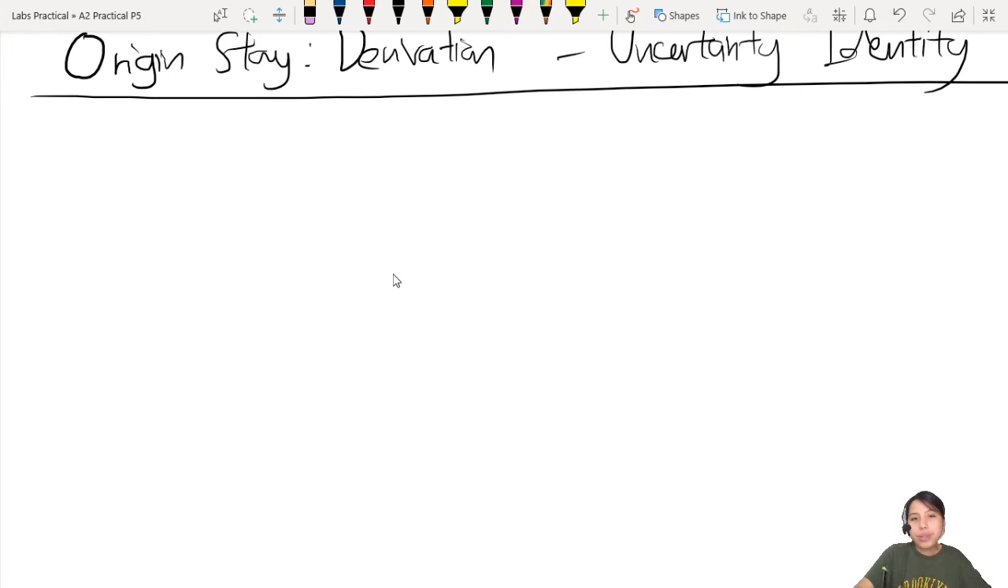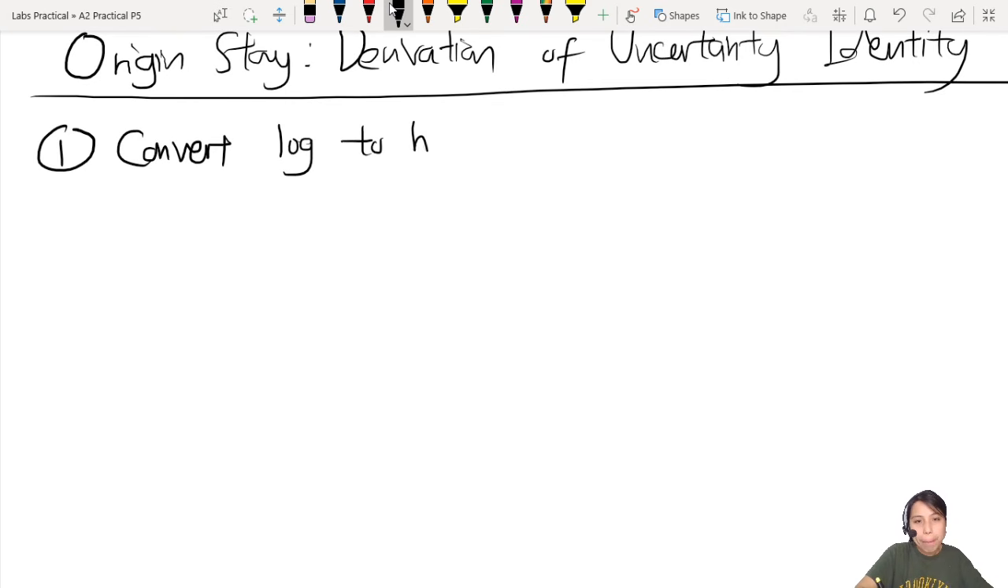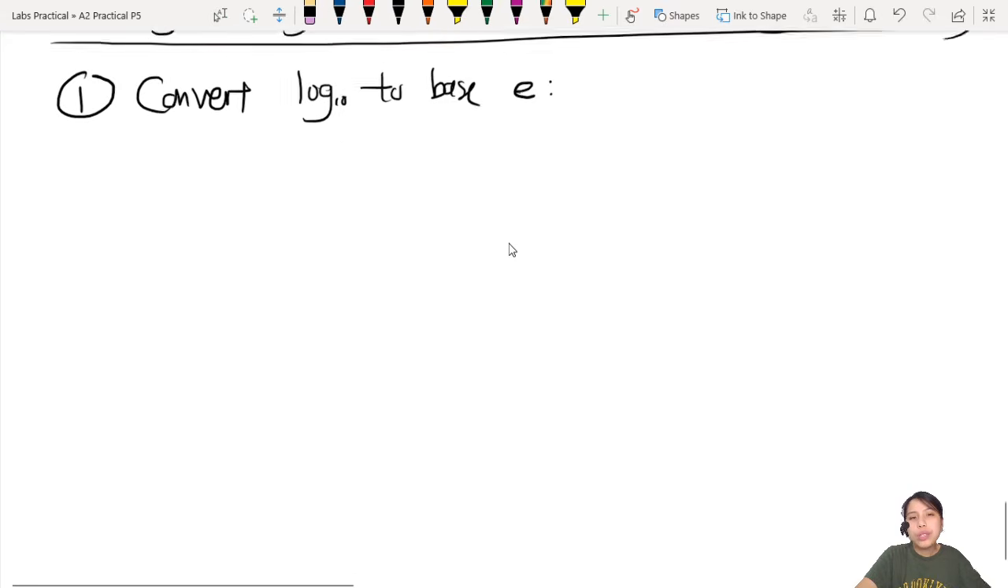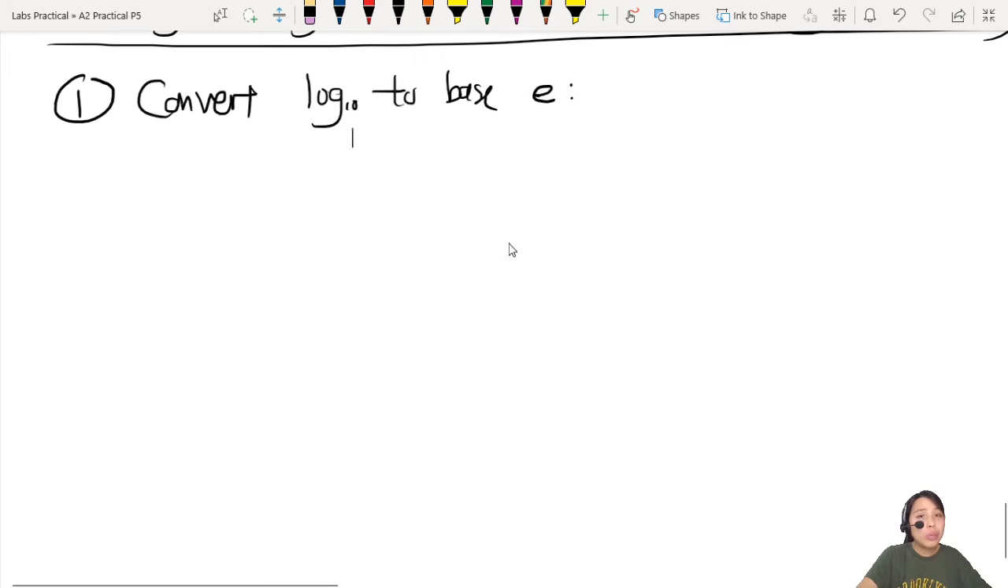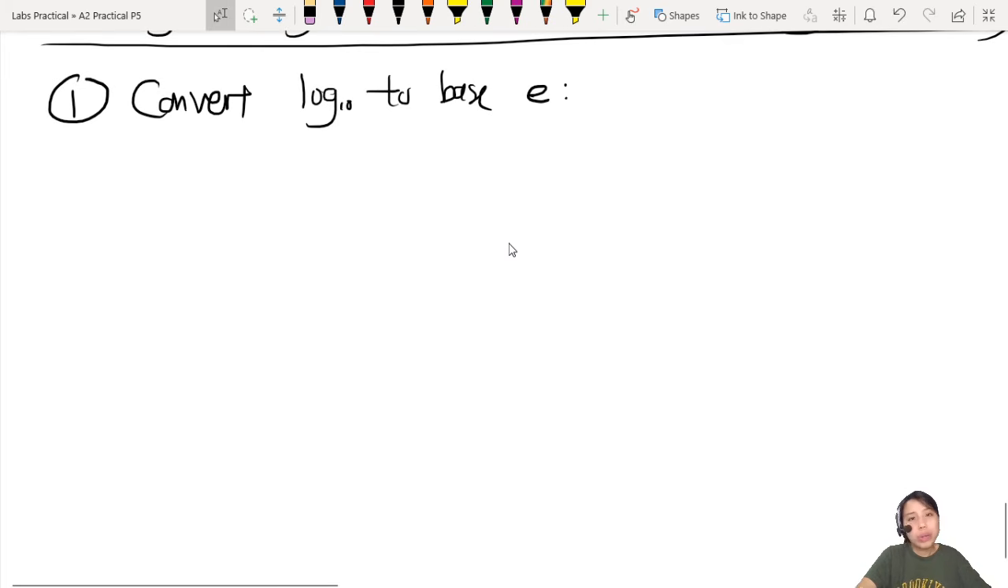So the first thing we need to start off with is an equation. So for logs and lns, let's start off with an equation. We need an equation to start with. So let's say if I want to convert a log to base e, log 10 to base e lah. Why we want to do that? Because when we are going to deal with differentiation, we know how to differentiate log base e. We don't know how to differentiate log base 10.